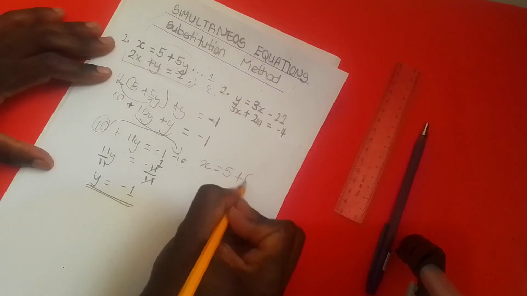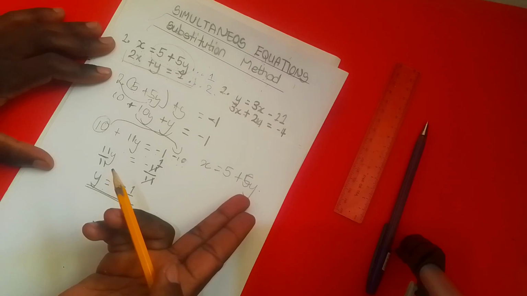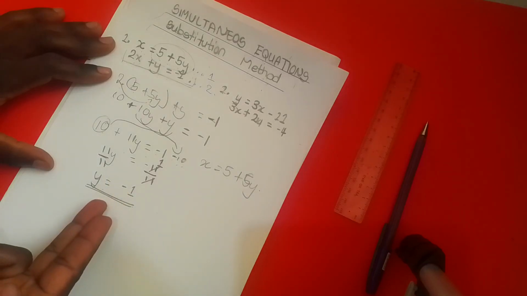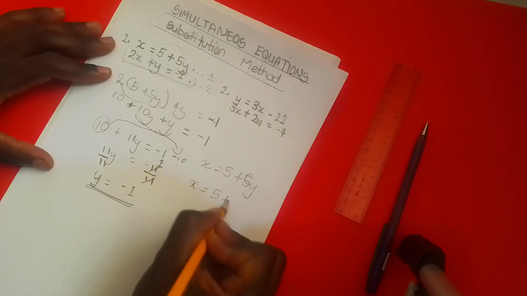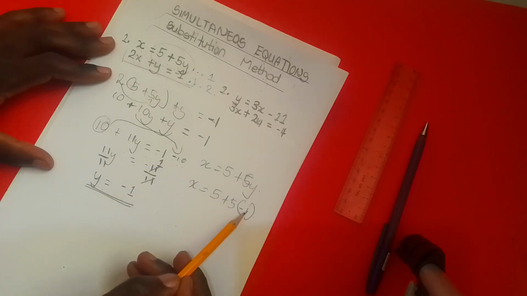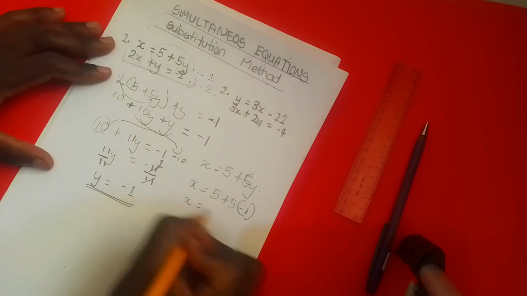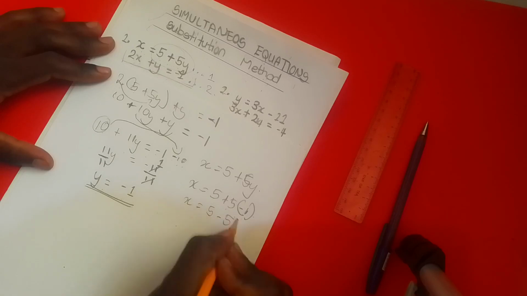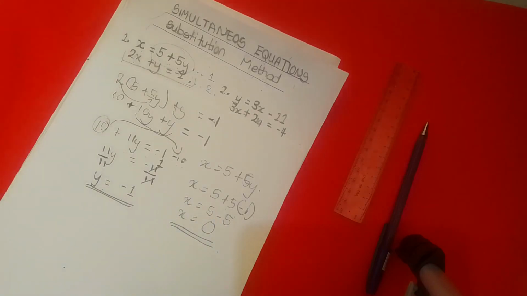X is equal to 5 plus 5y, of which y is equal to negative 1. So x is equal to 5 plus 5, where there is y, we're now putting negative 1. A negative times a positive will lead to negative 5 here. Negative 1 times 5 is equal to negative 5. So x is equal to 5 minus 5. X is equal to 0. We have now solved for both variables, for both unknowns.